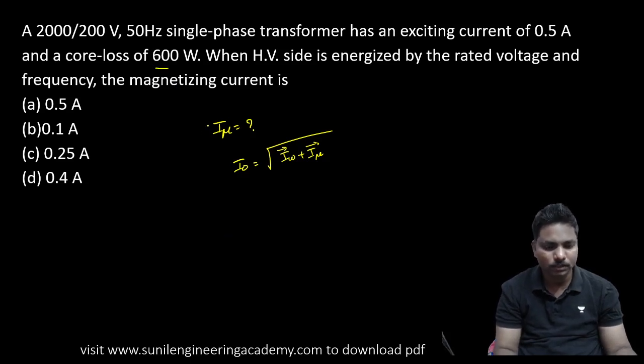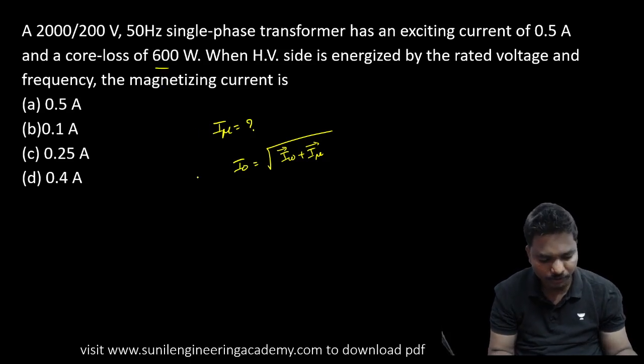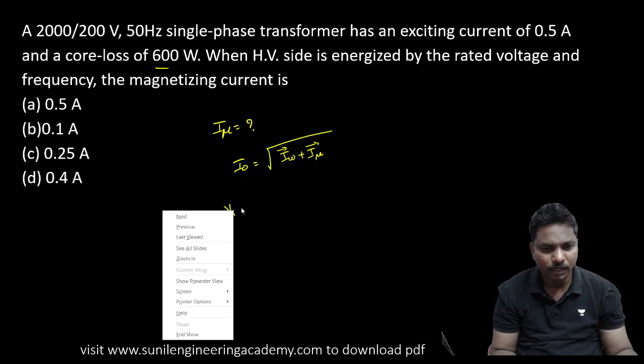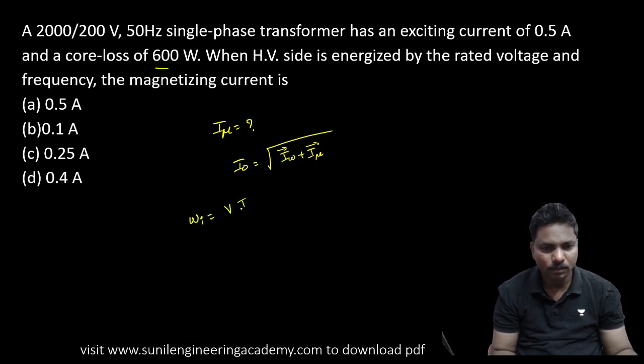They have given core losses of 600 watt. From that you can find the core losses, the iron losses. That is nothing but V1 IW, that is V1 I naught cos phi naught, which is equal to 600 watt. From this, I naught cos phi naught is equal to 600 by V1.